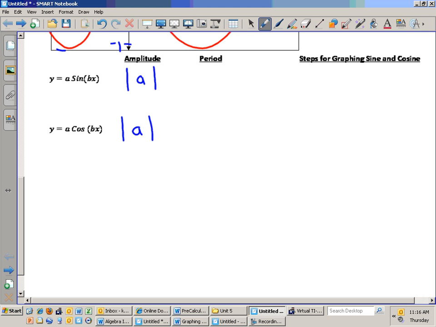The period does involve 2 pi, but we divide it by whatever number is multiplying in front of x. And it's the same for sine and cosine.